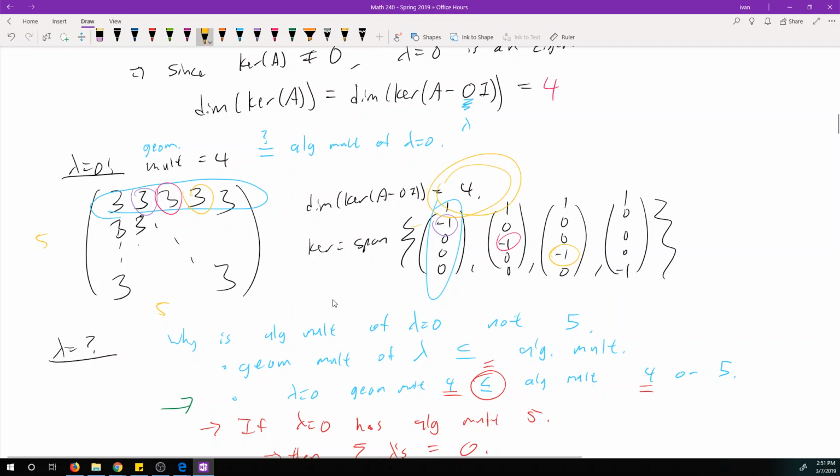And generally speaking, when the kernel is greater than 0, or when the kernel is greater than 1, that's where you can have a lot of freedom in choosing different vectors, because then you're talking about the kernel being a plane rather than, let's say, a line, where there's only one vector you can choose.